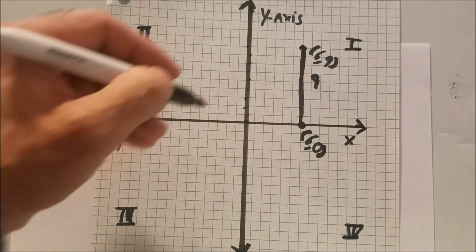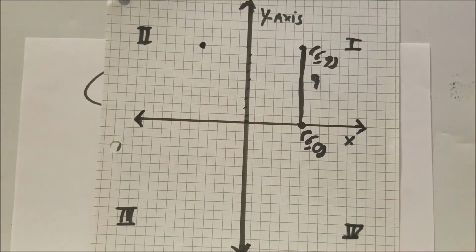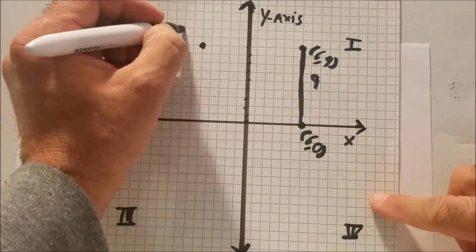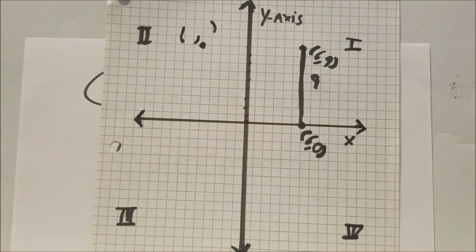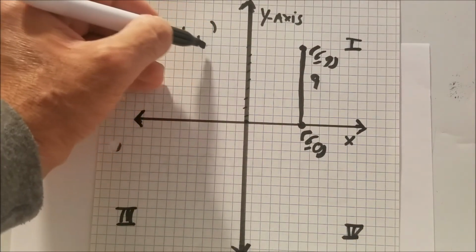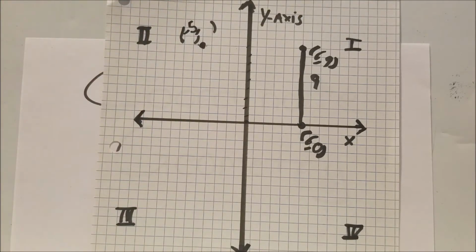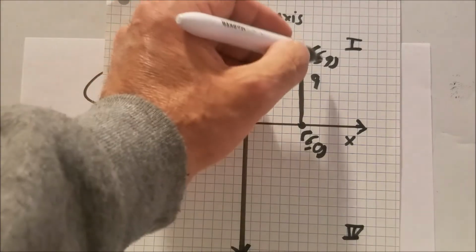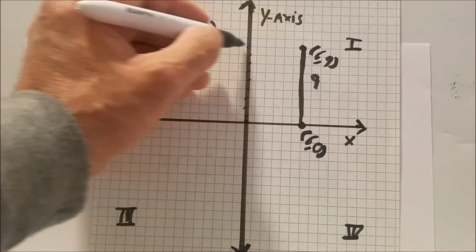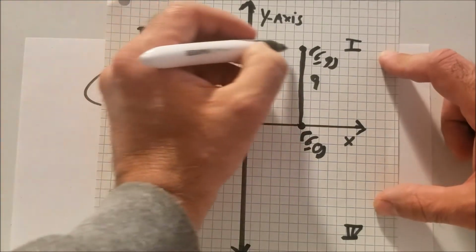And then let's say I had a point here, way over here. What would that point be? Put it in parentheses. What do you think? Again, x comes first. So that's 0, right? So 1, 2, 3, 4, 5. It's negative 5. Negative 5 and 9. It's right on the 9. Negative 5, 9.